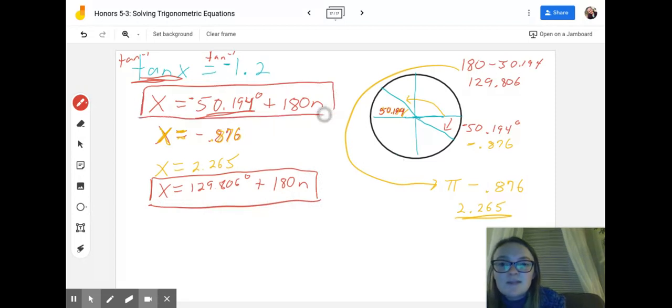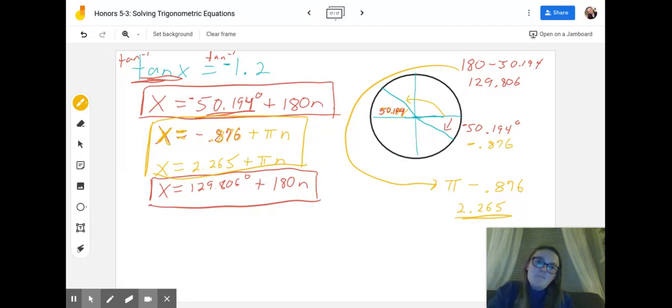My answer if I answer in radians is going to be this. I'm going to say plus the period of tangent, which is pi times n. This one's going to be plus the period times n. And this is my answer in radians. Okay? All right, I'm going to have you guys try another problem.